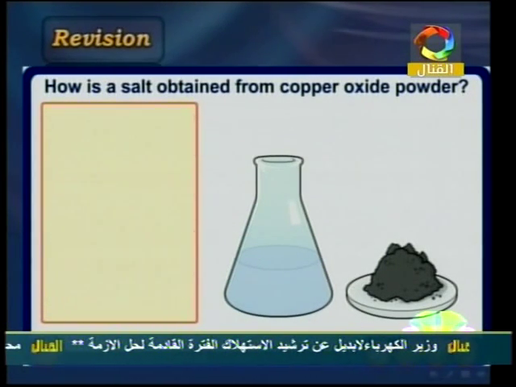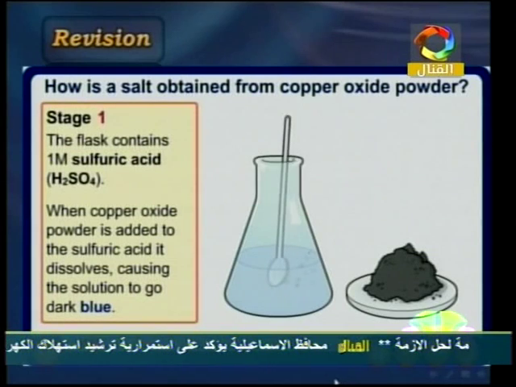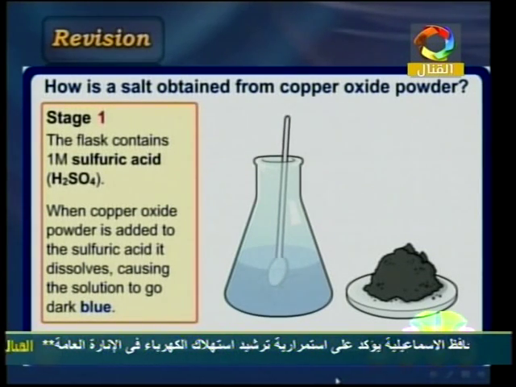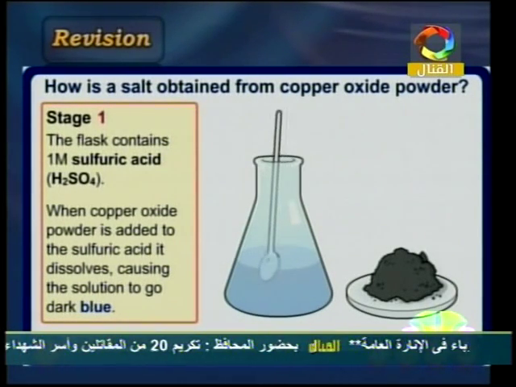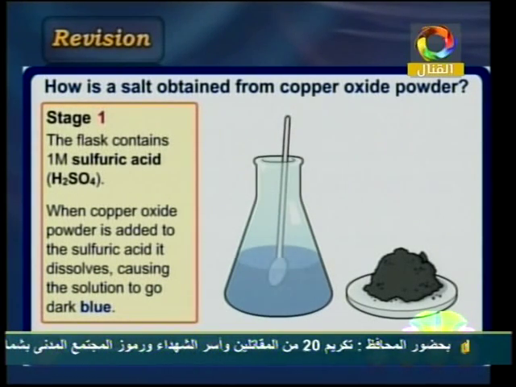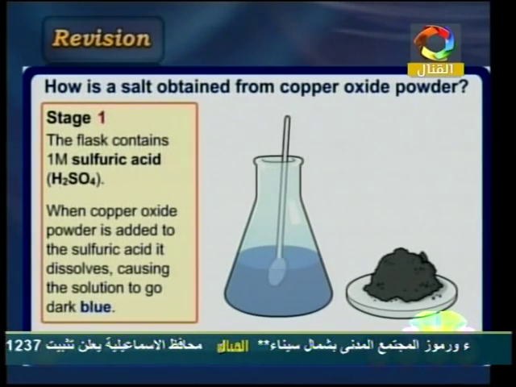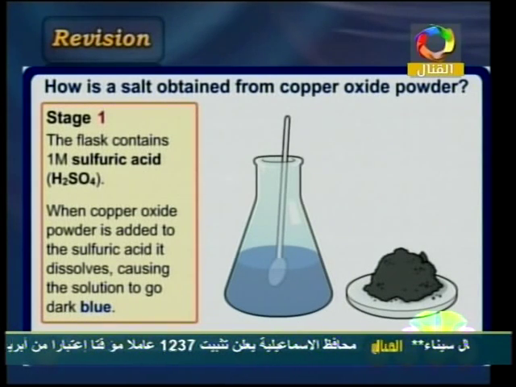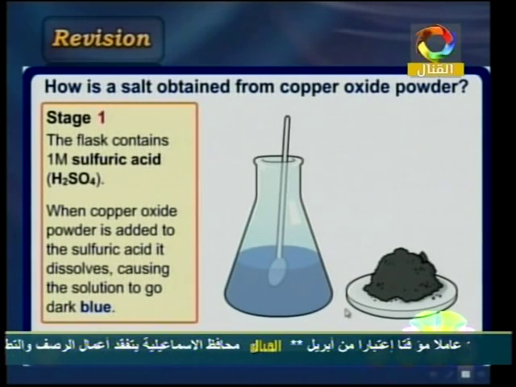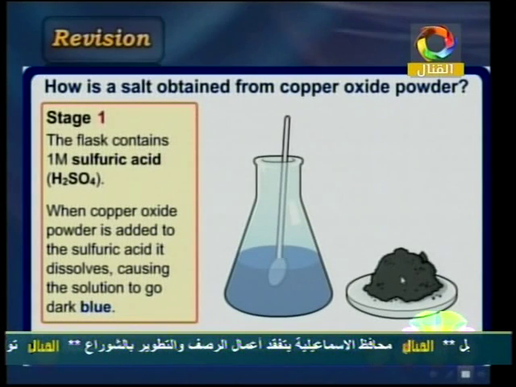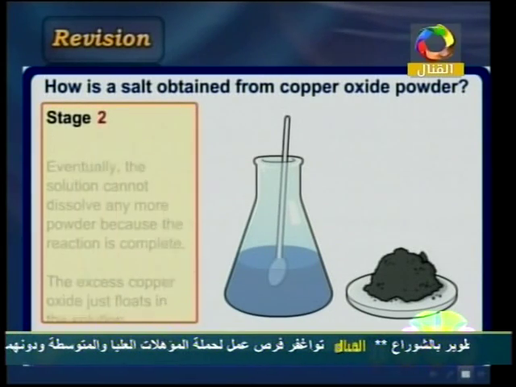Let's go and see. First, we have the flask containing some amount of copper oxide, and I put it by the spoon in this acid called sulfuric acid, H2SO4. When the copper oxide powder is added to the sulfuric acid, it dissolves, causing the solution to go blue. The reaction between the two compounds changes the color. Copper oxide is black and the sulfuric acid is colorless. If I add some copper oxide to the H2SO4, it changes into blue.